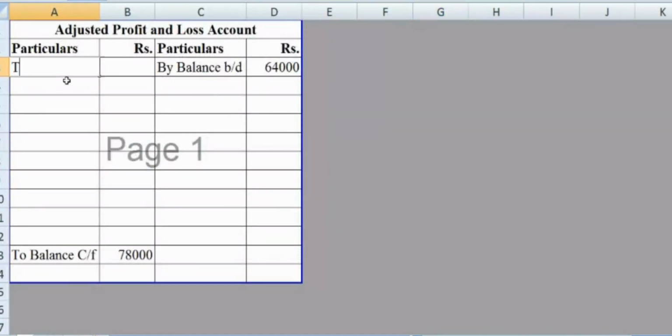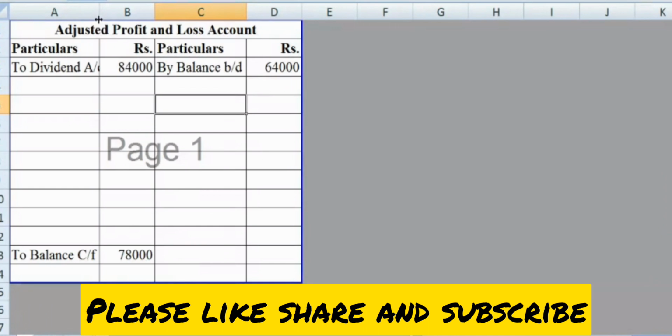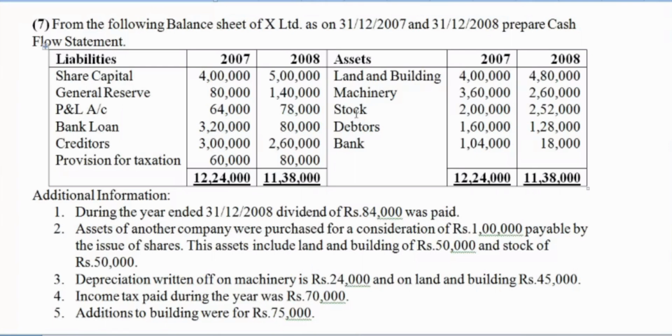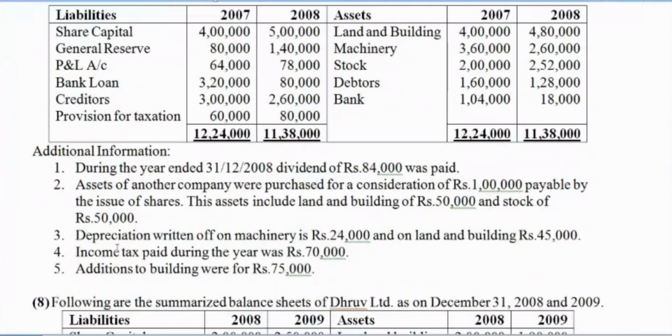That's why we need not prepare the account. Directly we write here on the debit side, dividend account, amount 84,000, and the next entry will be shown in the financial activities in the cash flow statement. Correct? Okay. Dividend declared and paid. We need not waste our time preparing the dividend account because balances are not given. Agree?